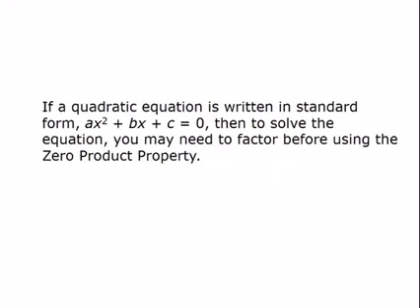All right, so if a quadratic equation is written in standard form, ax squared plus bx plus c, then to solve the equation, you need to factor before you can use the zero product property. So we're going to look at examples where we have to factor first, then use the zero product property.